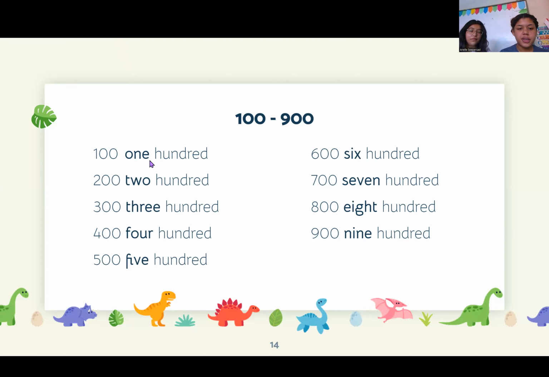Here we have 100, 200, 300, 400, 500, 600, 700, 800, and 900. So you can see that it follows that 1, 2, 3, 4, 5, 6, 7, 8, 9, and it just has 100 with the ending sound.